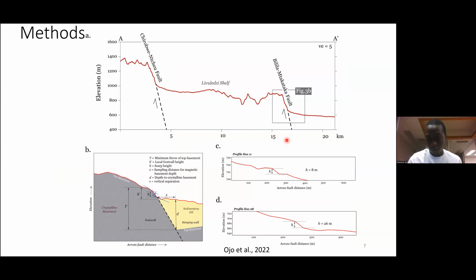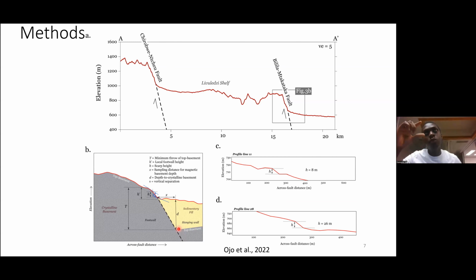So this is just a schematic diagram to show what we measured and how we measured it. Right here, we had to measure the throw on the surface. Then we also had to measure the throw in the subsurface. For the surface component of our study, we measured scarp height, which is H. Then we measured the local footwall height hosting that scarp height, which is our H prime. Then using aeromagnetic data, we estimated the depth to the magnetic basement, which we assume is the throw.